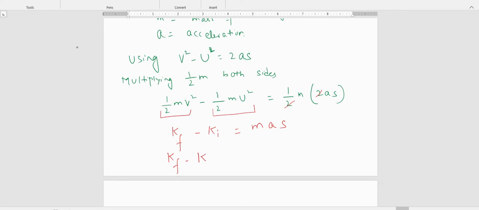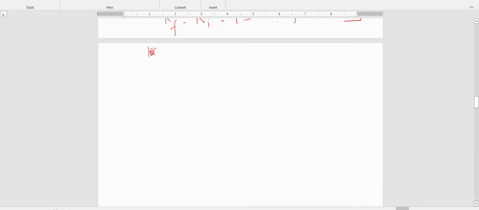So Kf minus Ki, m into a is what? Force into displacement. S means displacement. So force into displacement is what? Work done, na? So Kf minus Ki is equal to work done. So work done is equal to change in kinetic energy.